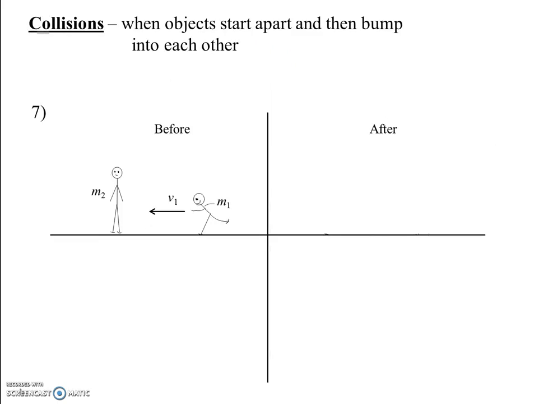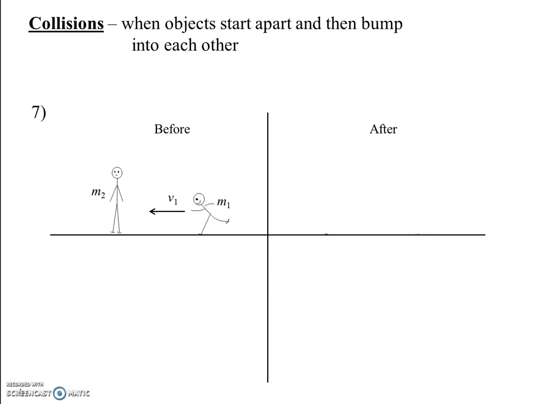And so we'll define collision as when objects start apart and then bump into each other. Sort of the reverse of an explosion, where the objects started together and push each other apart. Now they're starting away from each other and they're going to collide. They're going to bump into each other. So take a second to write that down, or you can put it in your notes, whether the notes are on the problem set, wherever you're going to find it.